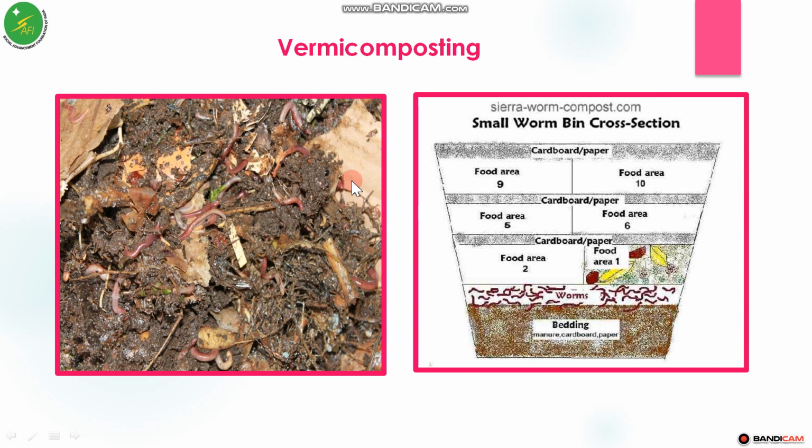On the left side you can see worms and the litter waste mixed up. Here it is showing how it is arranged. A bedding is needed with the help of cardboard or paper. Then we put in worms. Then we can add food scraps, food materials, all degradable materials layer by layer.